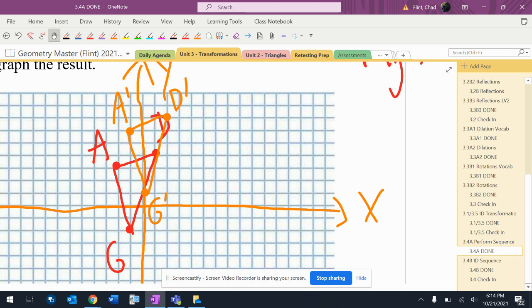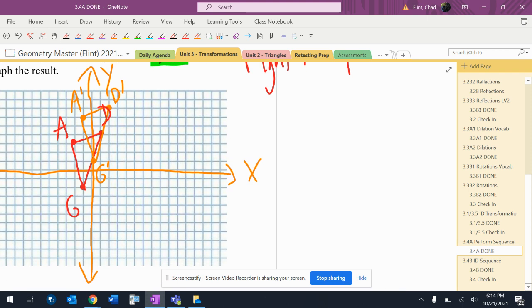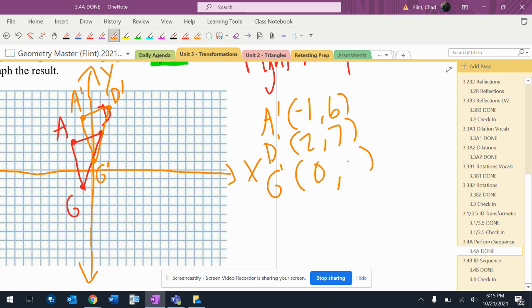Now I think it's super important to write all this stuff down. So A prime, D prime, G prime. Remember, if it says state the coordinates, you have to have them written down or you lose credit. Right now, I just write them out all the time. So A prime is -1, 6. D prime is 2, 7, and G prime is 0, 1.